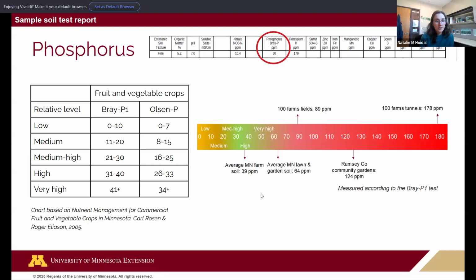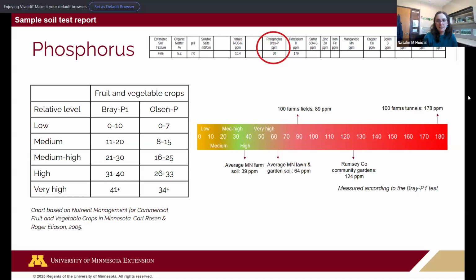In general, we have really high phosphorus on farms in Minnesota. So again, going back to that soil lab database, the average farm in Minnesota has 39 parts per million phosphorus, which is high. The average lawn and garden sample has 64 parts per million, which is really, really high. The average vegetable farm in our 100 Farms project had 89 parts per million. So that's like twice as high as high. The average Ramsey County community garden had 124. So that's like 3 times as high.